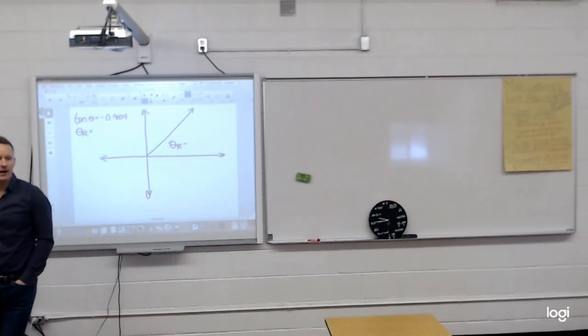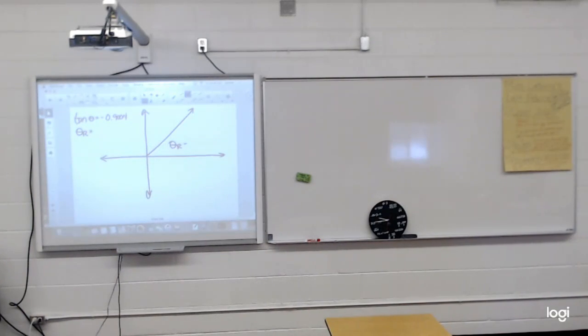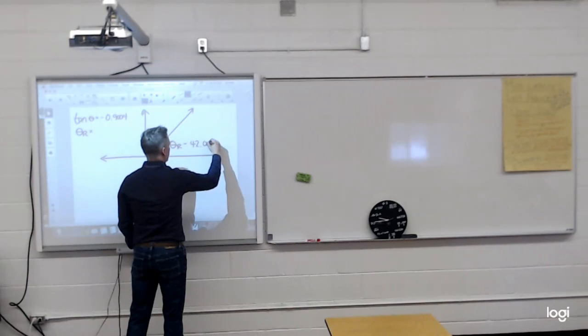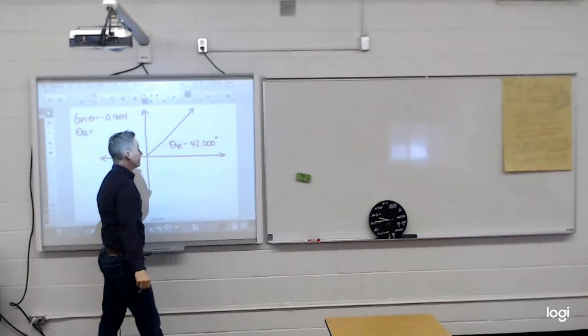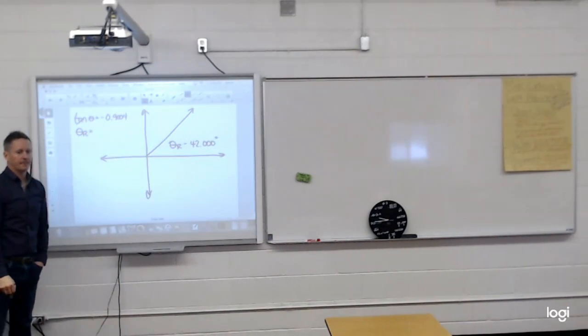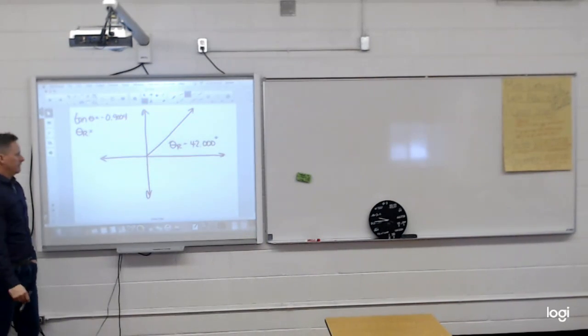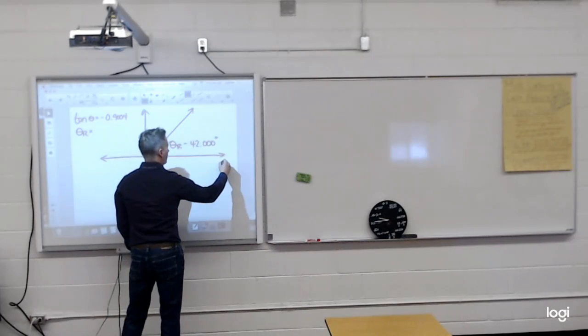Anybody know how to find that out? Take the second function tan. Yes, but don't do the negative. Right. 42 degrees or 41.999. We'll go with 42. So that's what I have right there, 42 degrees, using my calculator. All right?